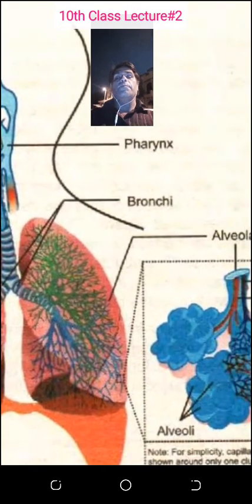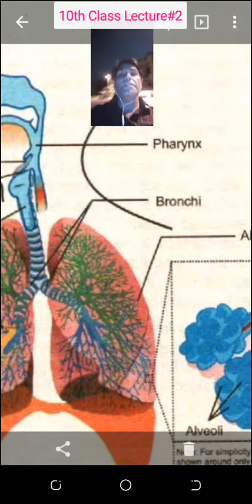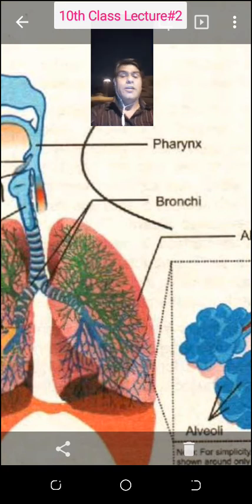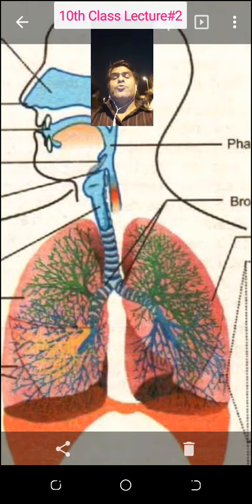Now this is a problem, because you just wanted to see the bronchi. What is the bronchi? I told you the bronchus. The plural of the bronchus is called bronchi. There are two bronchi. The trachea enters into two bronchi. Just watch the structure of the bronchi.